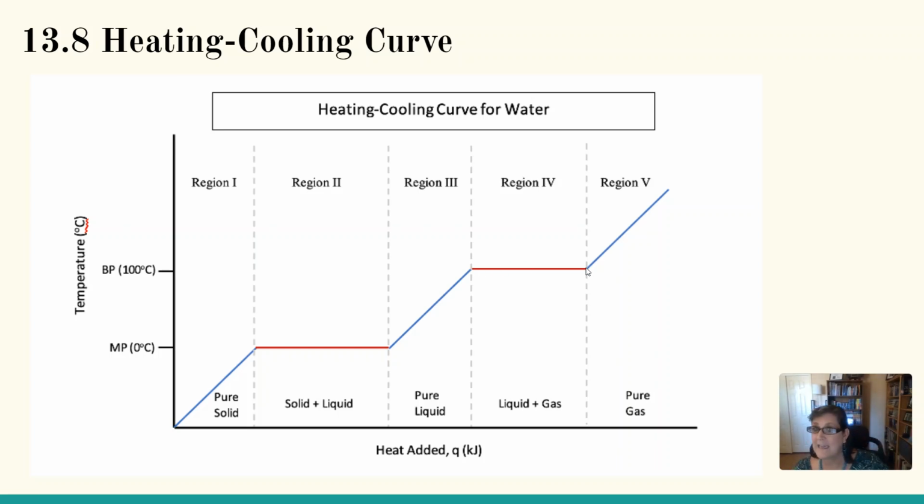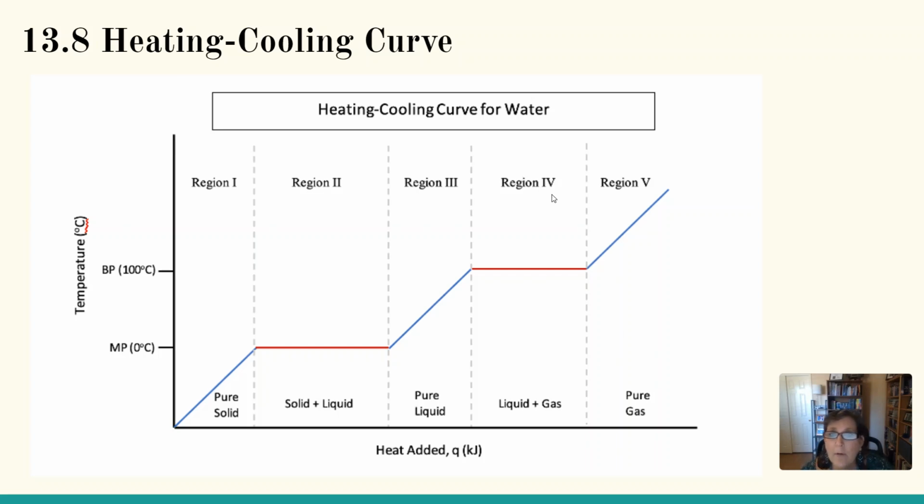So now we have a gas again, and we're going from region 4 to region 5. We have a pure gas. We're adding heat to the gas, so we're heating the gas, and the temperature begins to rise again, and this just continues to go up. So that is what a heating cooling curve looks like. It has 5 regions. Regions 1, 3, and 5 are the states of matter by themselves, solid, liquid, and gas.